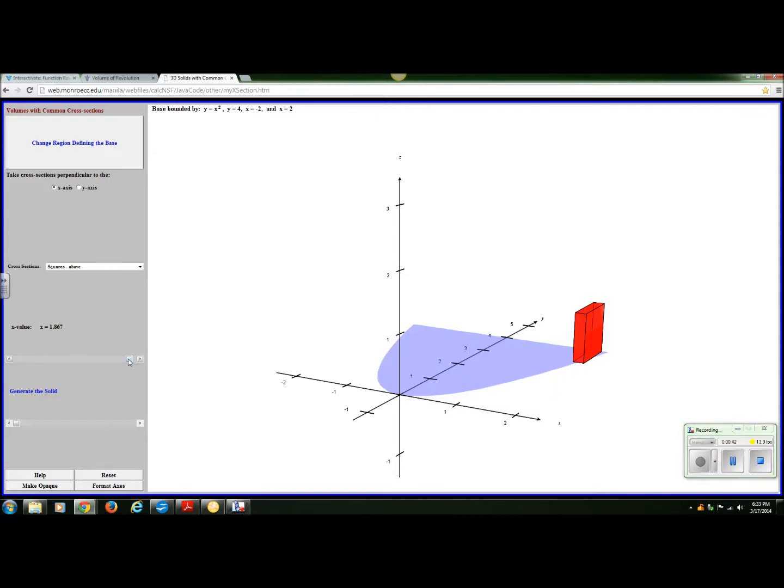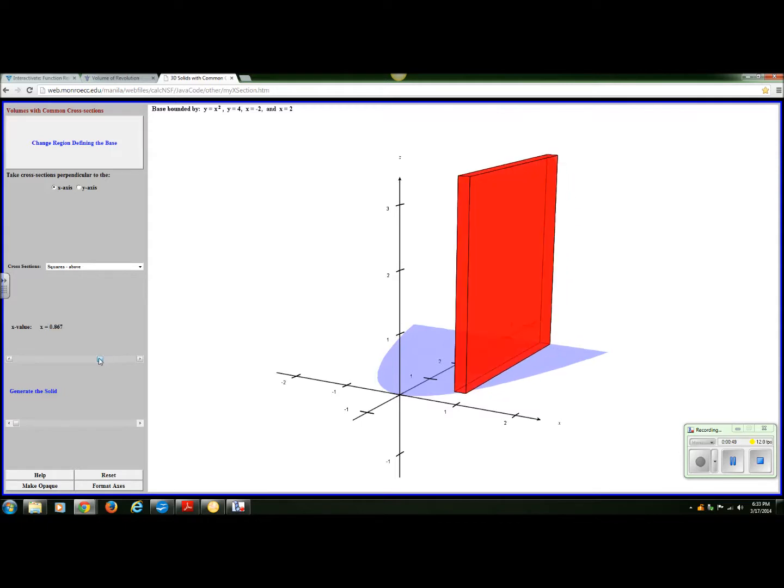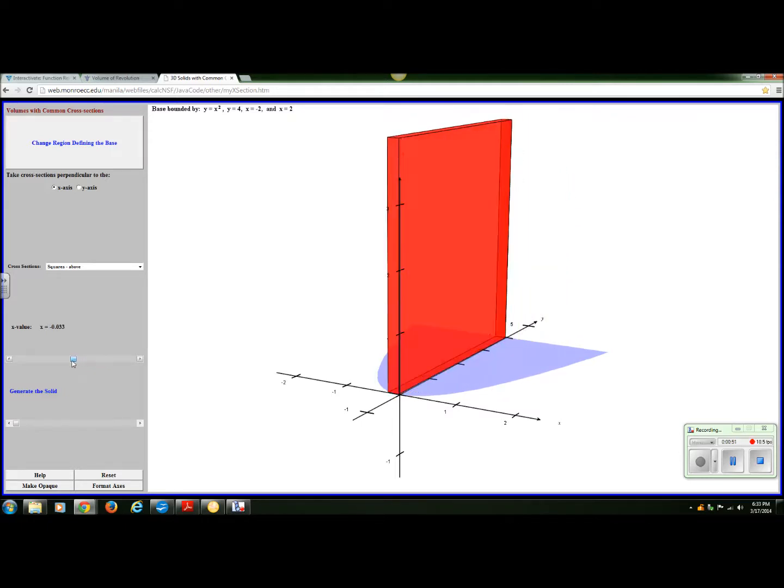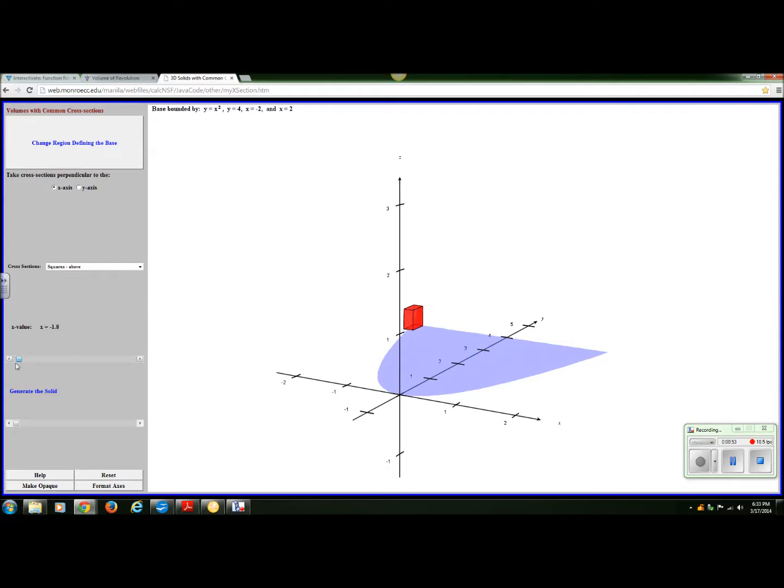And so we can generate a solid by moving those squares over intervals in x until we produce an entire solid. Let's take a look at what that looks like if we have some kind of permanence to the shapes.